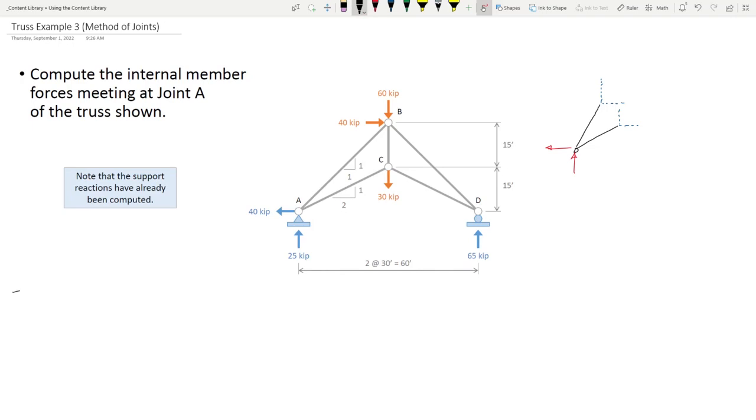So the first thing we're going to do is we're going to look at these slope ratios.